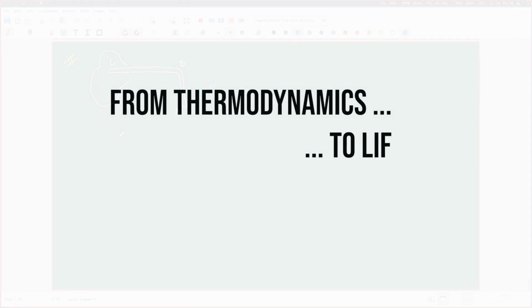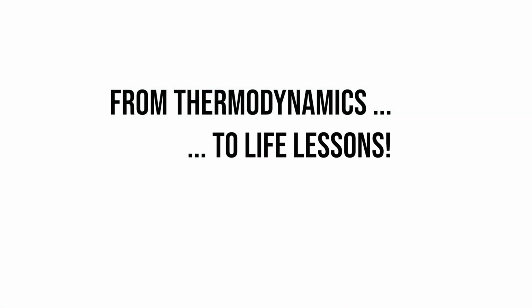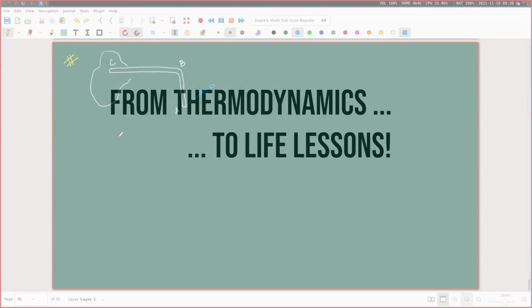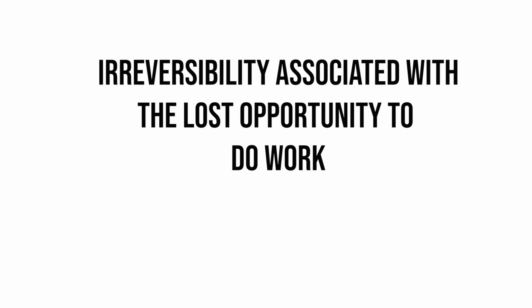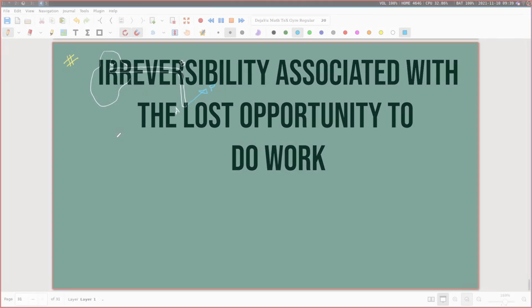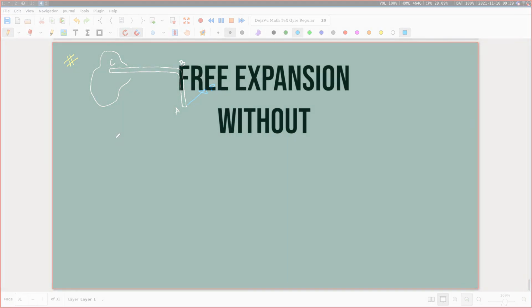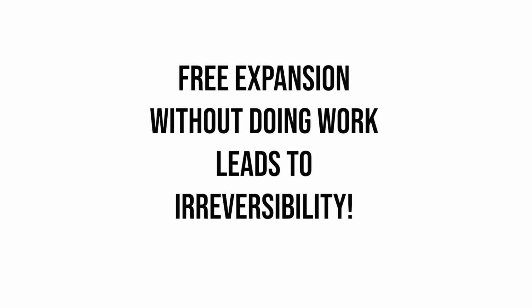You see, the thermofluid science students may have already learned this. There are various kinds of irreversibilities associated with thermodynamics. And one of the very important irreversibilities that you study is the irreversibility associated with the lost opportunity to do work. I repeat, the irreversibility associated with the lost opportunity to do work. What I mean by that is that in a piston cylinder arrangement, if there is a free expansion without any resistance, that's a lost opportunity to do work, and that kind of free sudden expansion leads to an irreversibility. Irreversibility is literally irreversibility. You cannot get back that work opportunity.